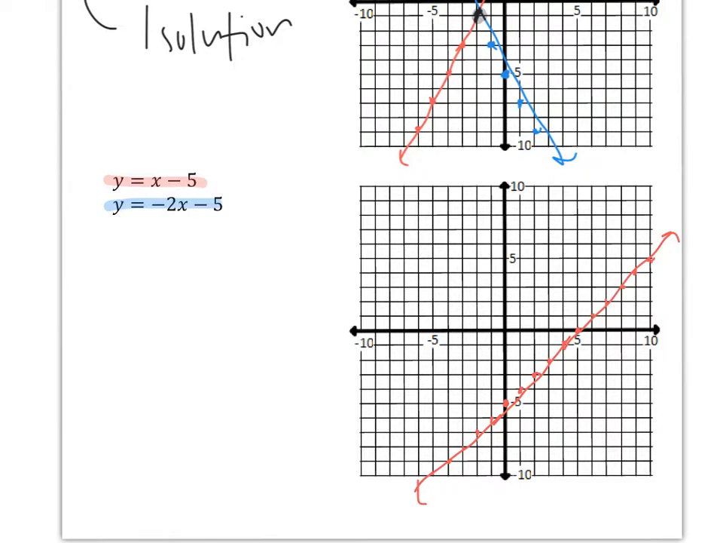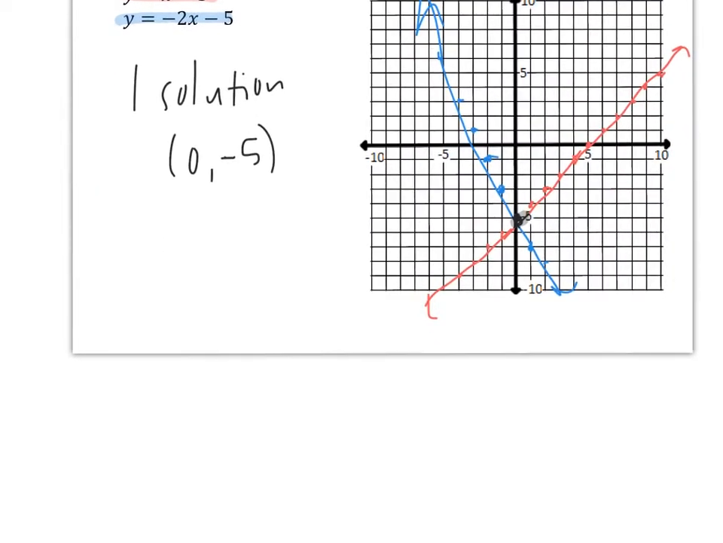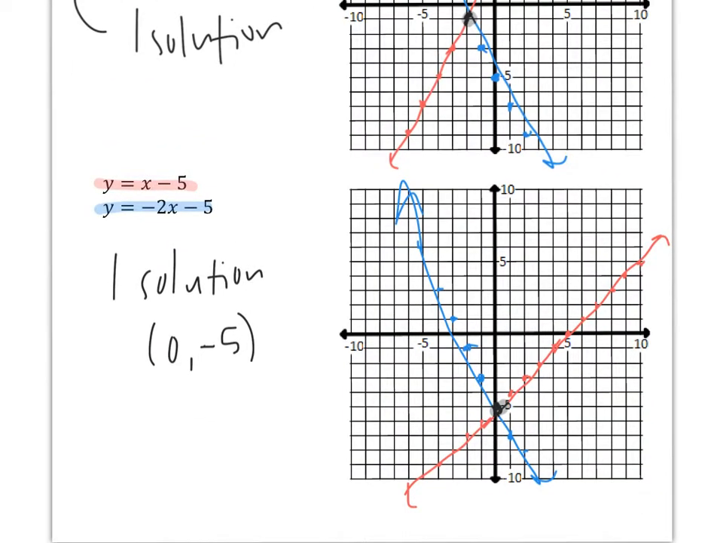And I'll graph the second equation, so I'll go down 5 units as well. Down 2 over 1. And I probably don't need to make as many points now because I already can tell where they intersect. And they cross right there at both of their y-intercepts. So this would be one solution, and it would be at (0, -5). Okay, and let's continue on to the next example on the next slide.